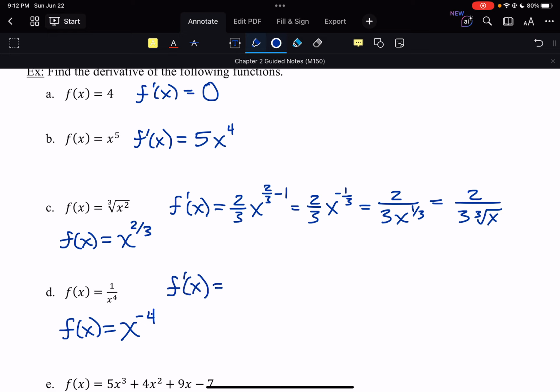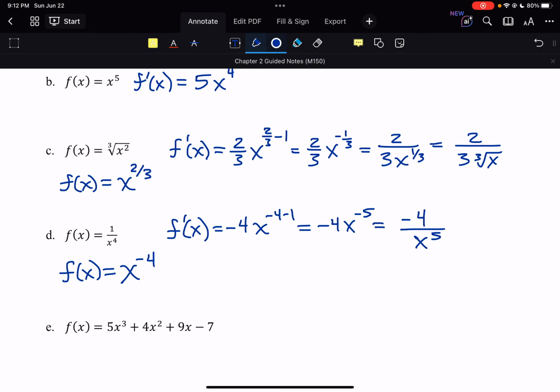And then the derivative, we bring down the negative 4 and subtract 1. Be very careful with the negatives here. Negative 4 minus 1 is negative 5. So we get negative 4 over x to the 5th. Okay, so again, when it's in the bottom of a fraction, you have to manipulate it first. Put it in the proper form of just x to a real number, like that. And then you can use the power rule.